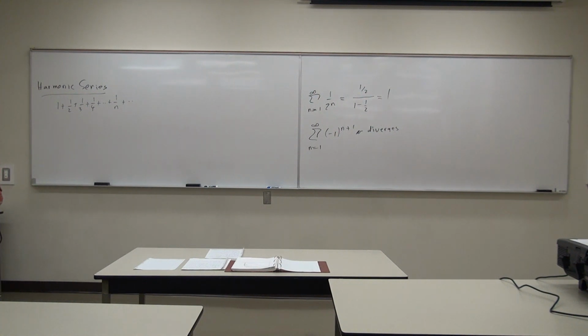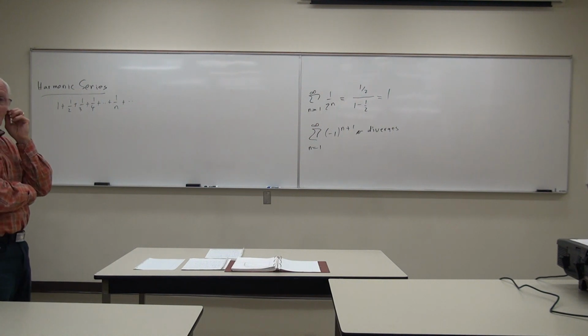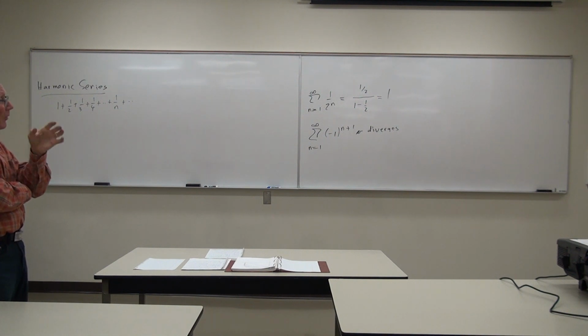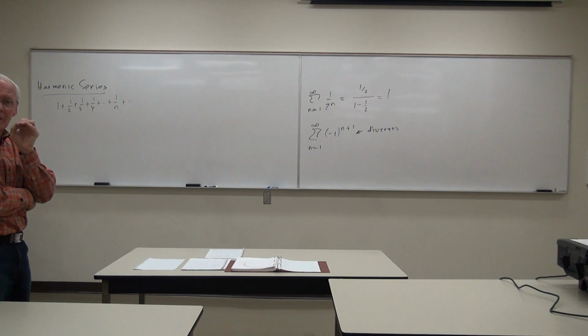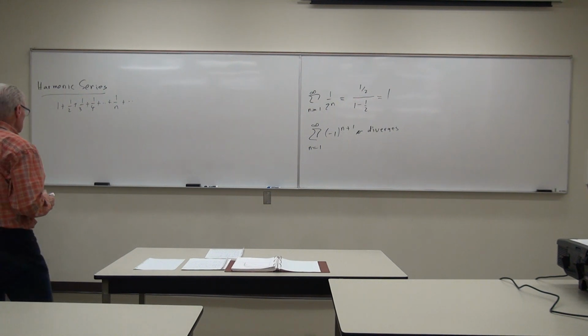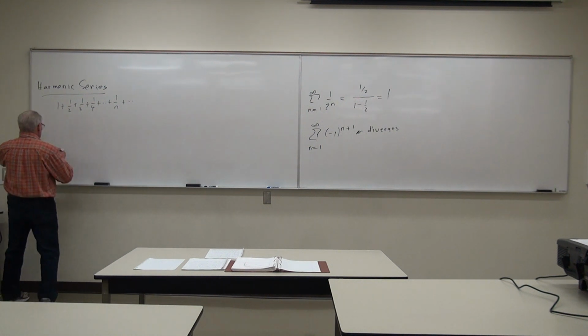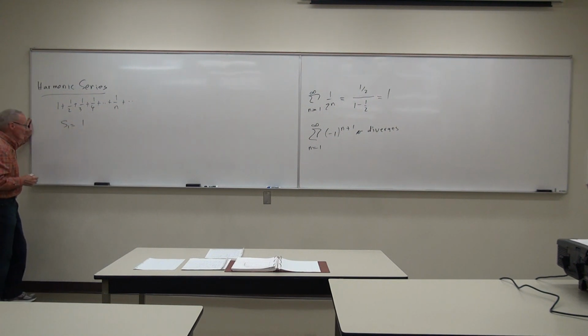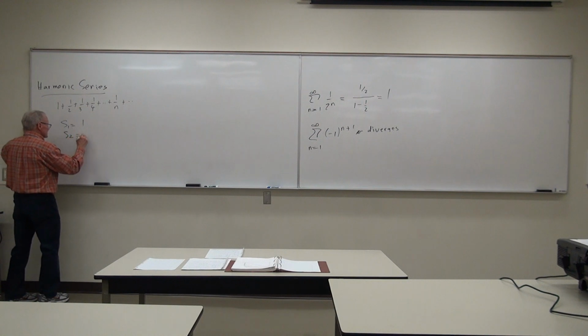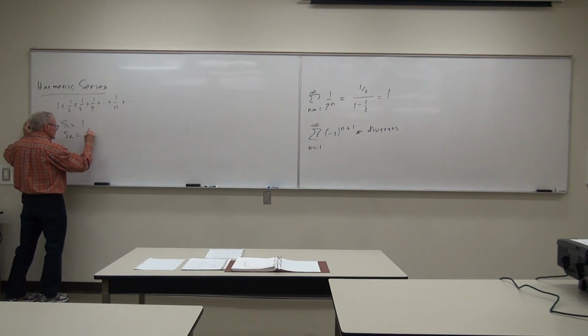And the question is, does it have a sum? And the answer is no. It does not have a sum. But the only way I can demonstrate that is to show you the sequence of partial sums and show you that that sequence does not have a limit. So that's what I propose to do. I'm going to look at a sequence of partial sums. S of 1 is clearly 1. S of 2 is the sum of the first two terms, which is 3/2.